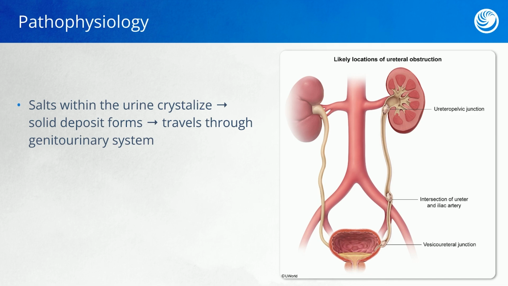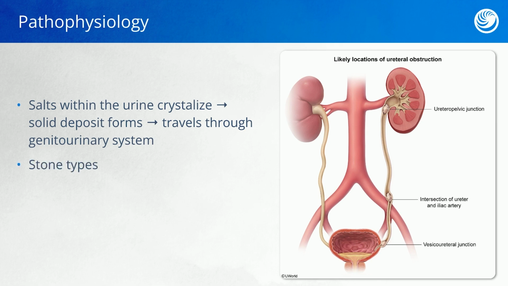Let's take a look at the image here on the right. One thing about kidney stones is that they are primarily going to form within the kidney. Now, as they form within the kidney and travel through the genitourinary system, they can become lodged within a number of different locations, which can lead to the development of clinical features that are focused specifically on that region.